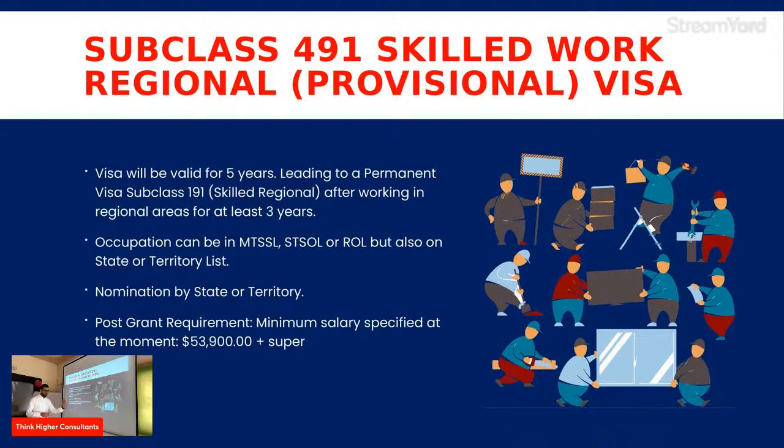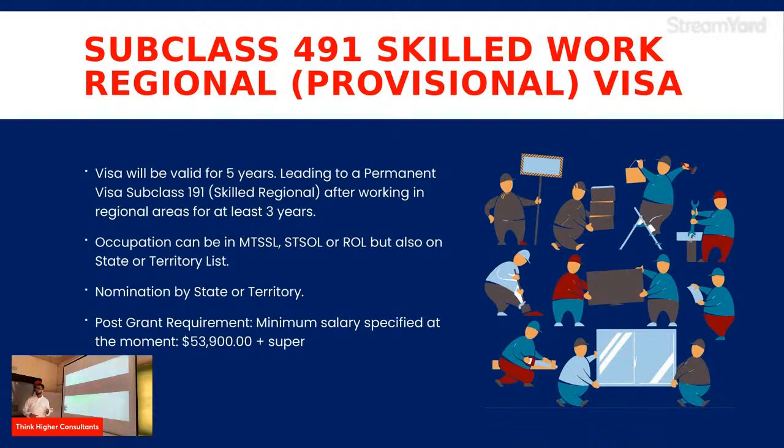Now there is a specific requirement you need to meet, as we said: you need to work and live for the last 3 years in a regional area post grant. You also need to make sure that you're earning 53,900 plus super. So 53,900 plus super is the specific requirement you need to meet for a minimum of 3 years. You get a 5-year visa, and you specifically need to work for 3 years with at least this much salary. Let's go to the next slide.